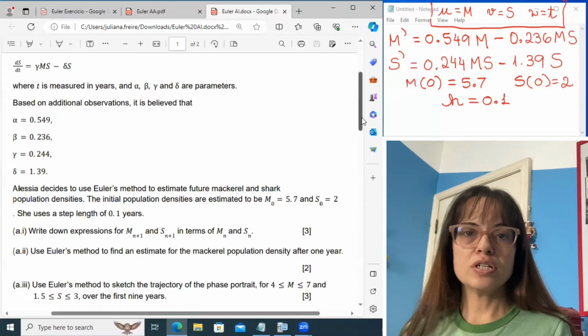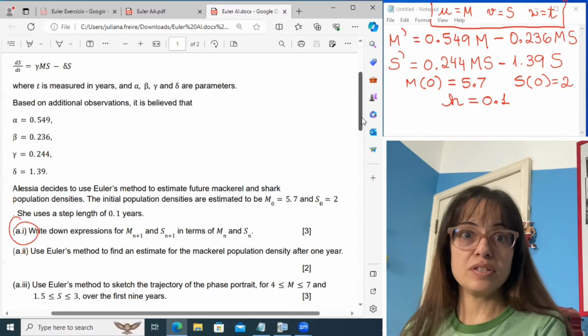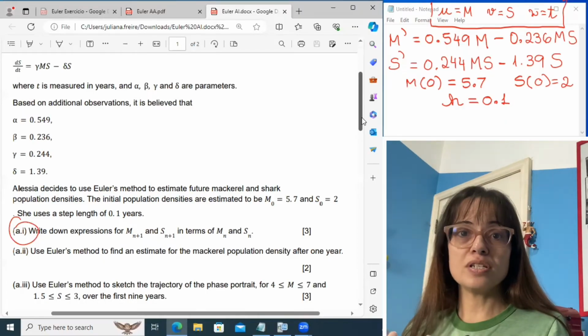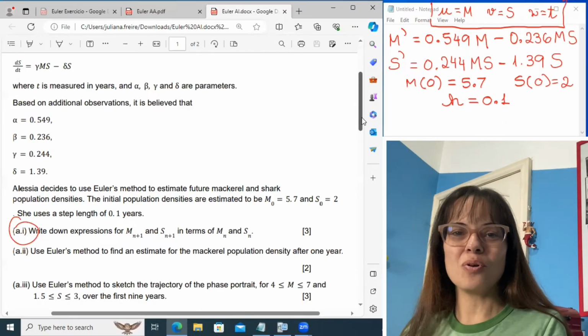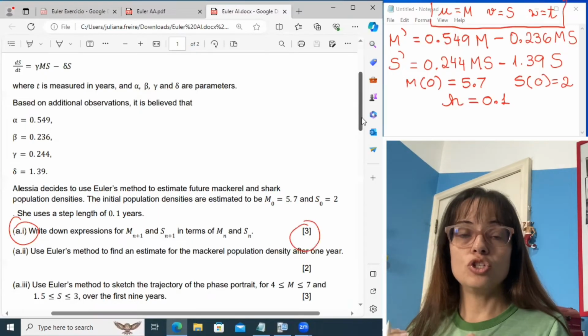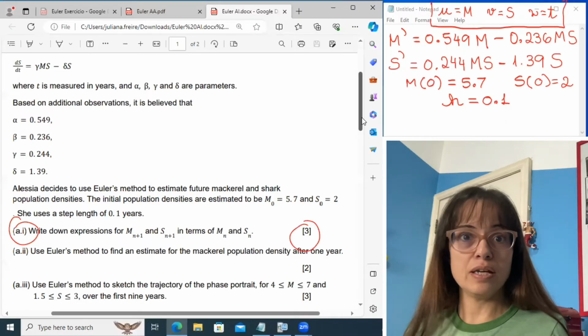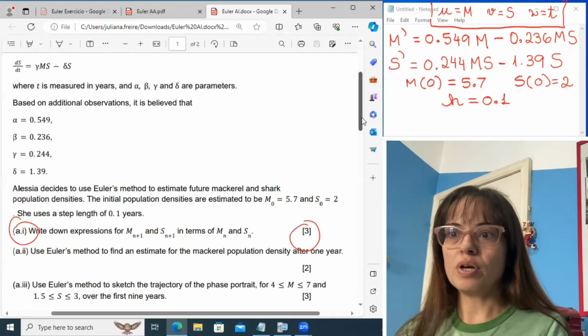So what are the things that he's asking me to do in this question? Part A1 is just asking me to write down expressions for the next point in the sequence. This is just him confirming that I know how Euler's method works. He is going to give me 3 marks just for that, even if I don't get any numbers correctly in any calculations. So I'm going to write it down here.